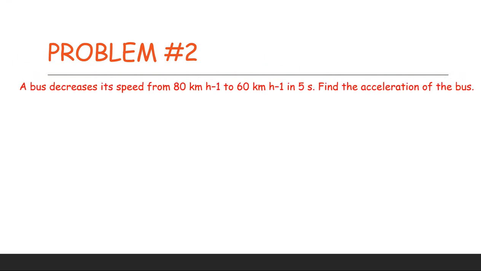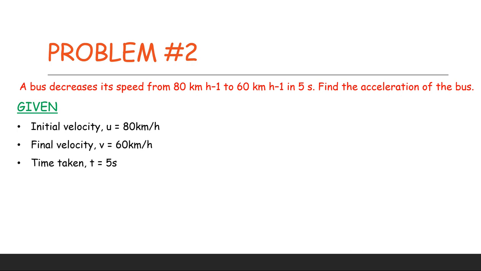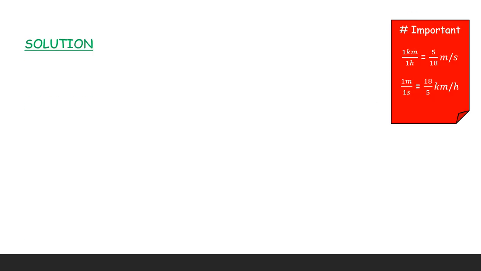Let us see our next problem, which says that a bus decreases its speed from 80 km per hour to 60 km per hour in 5 seconds. Find the acceleration of the bus. It is a direct question where you are given the initial and final velocity and the time. You have to just substitute in the formula. Here the initial velocity is 80, final is 60, and time taken is 5 seconds. We have to find the acceleration, which is given by the formula a is equal to v minus u by t.